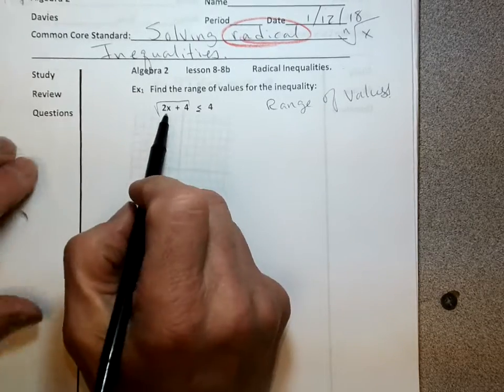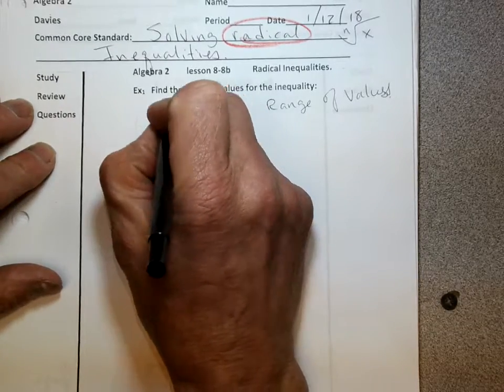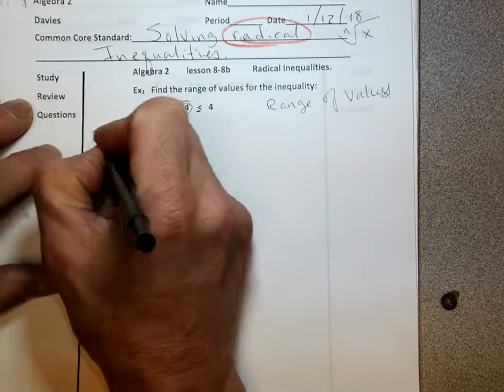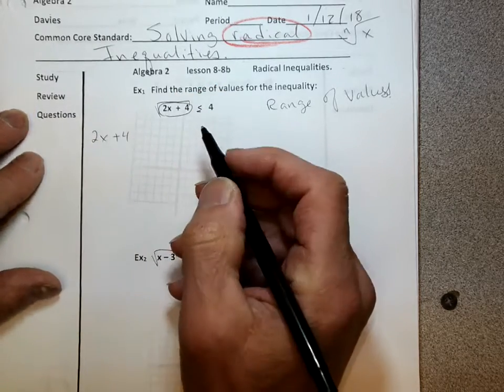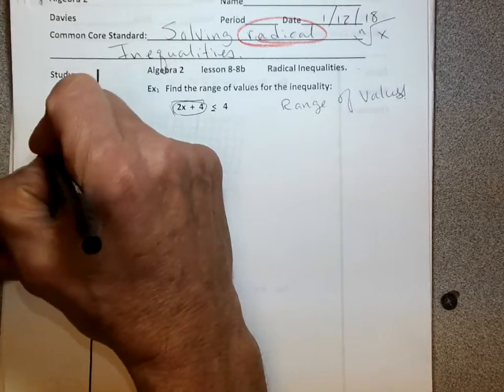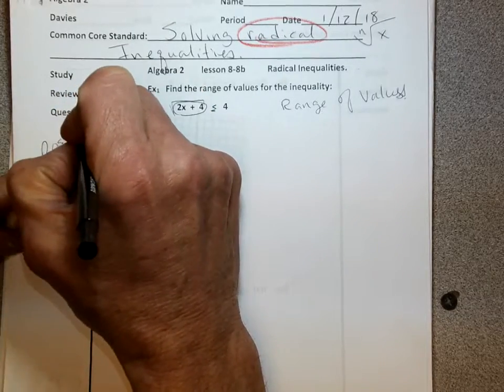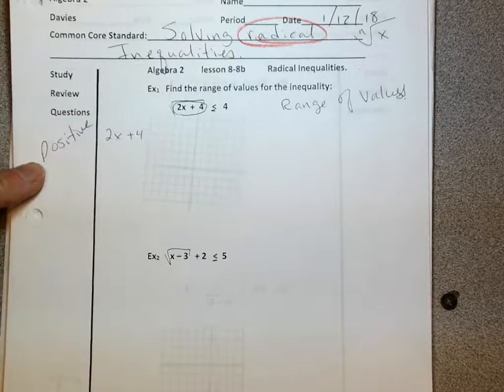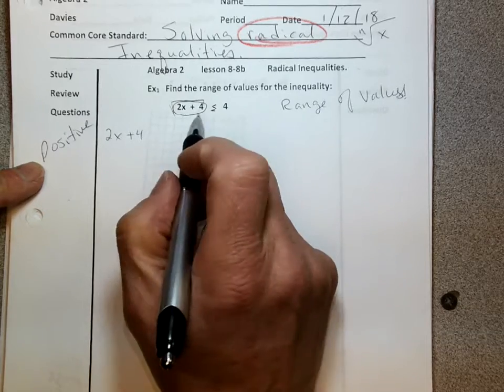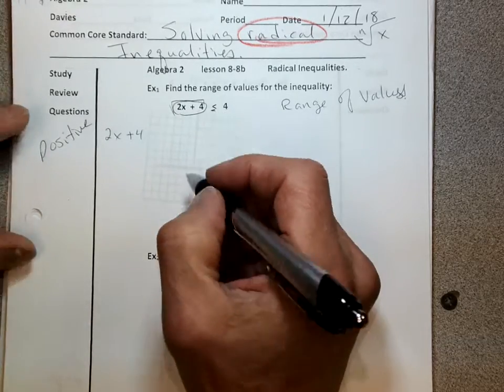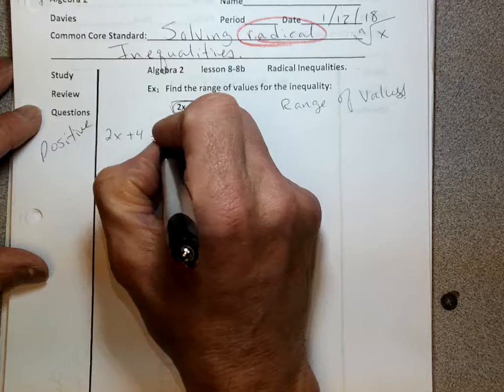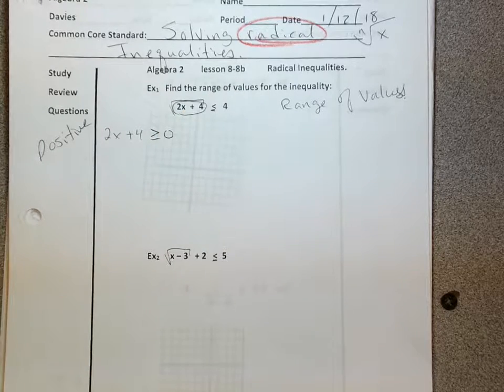So I'm going to start right with what's inside and say to myself, well, for sure 2x plus 4 must be positive. It has to be positive, because if it's negative, I'm going to take the square root of a negative number, bad, right? So I'm going to say, let's make sure this is greater than or equal to 0. That's what's going to keep it positive, right?